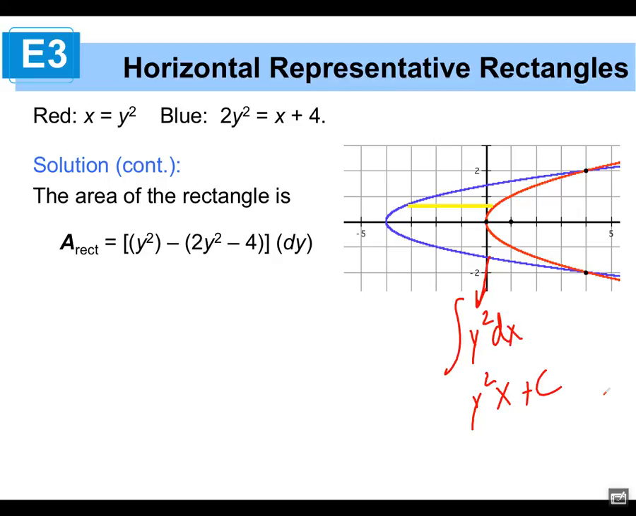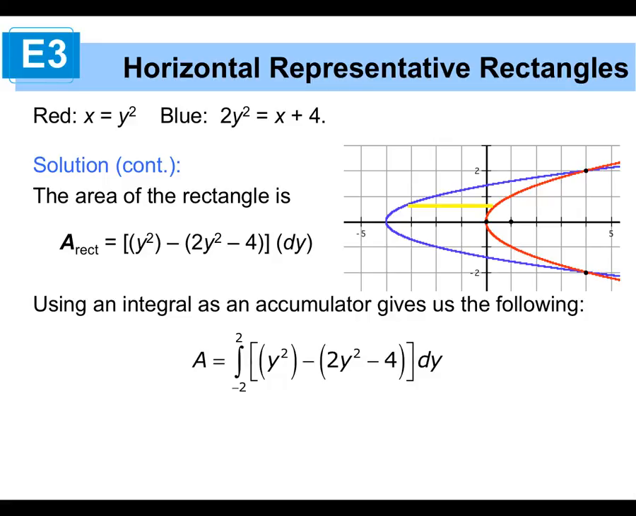So again, something else to process here. Horizontal rectangles, everything's in terms of y, including the dy. Vertical rectangles, everything's in terms of x. Y's and x's don't play well together in this stuff. But if you keep integrating, just keep doing it. Okay, so we get that whole business going from 2 to -2.